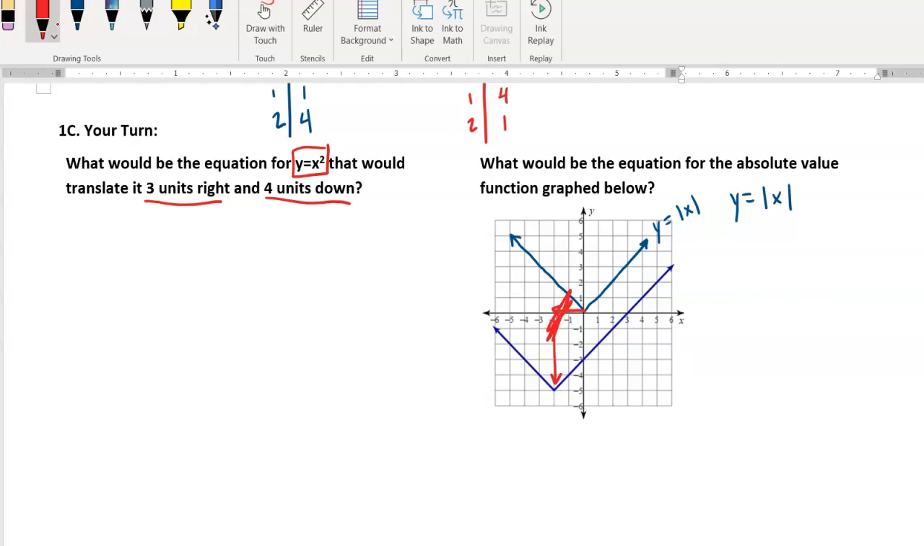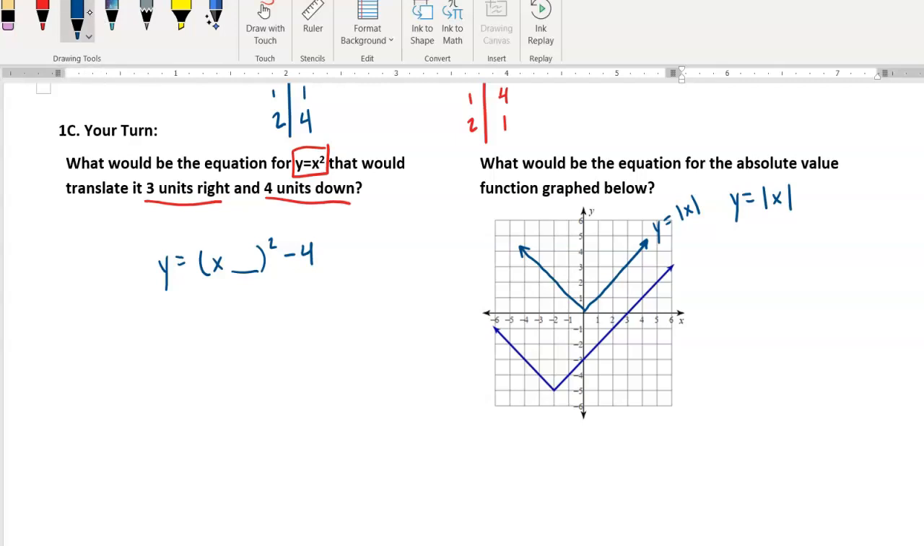All right, let's look at that first one I wanted you to try. For 1C, it said what would be the equation of y equals x squared if we translate 3 units to the right and 4 units down? So what happens outside the parent function is going to be what happens to the graph vertically. So let's start there. It's 4 units down, so that would be minus 4. That's exactly as we see it.